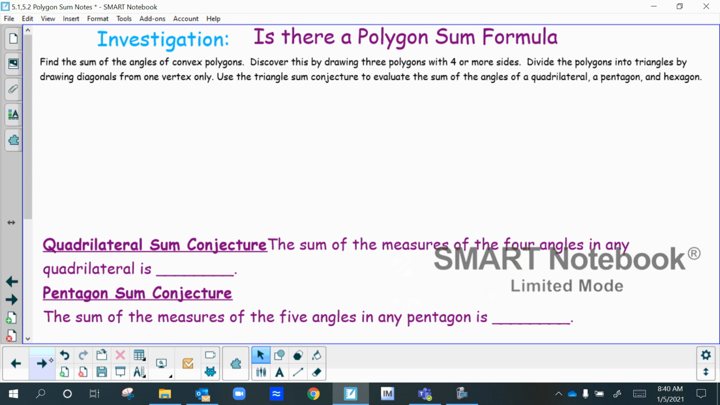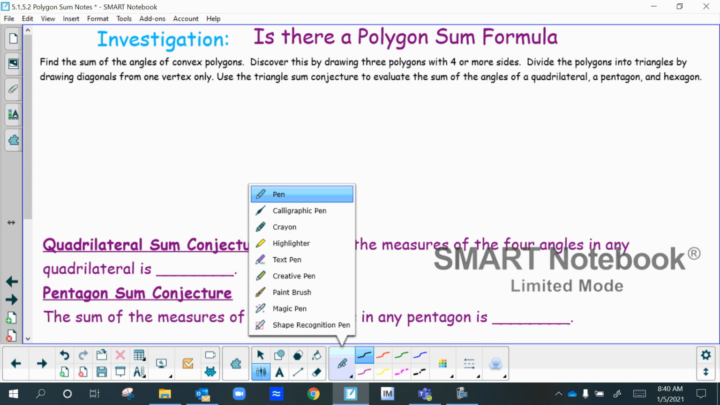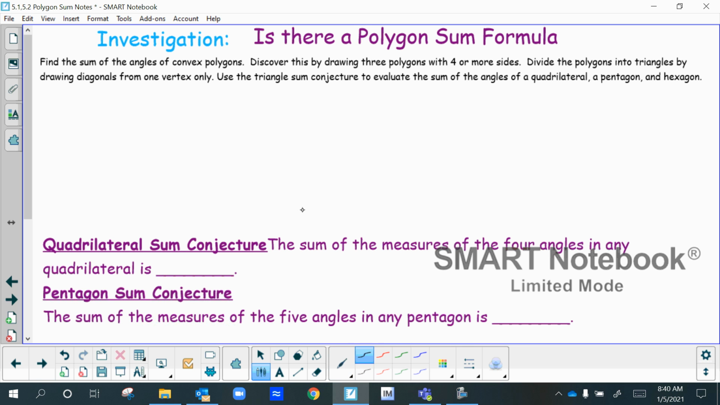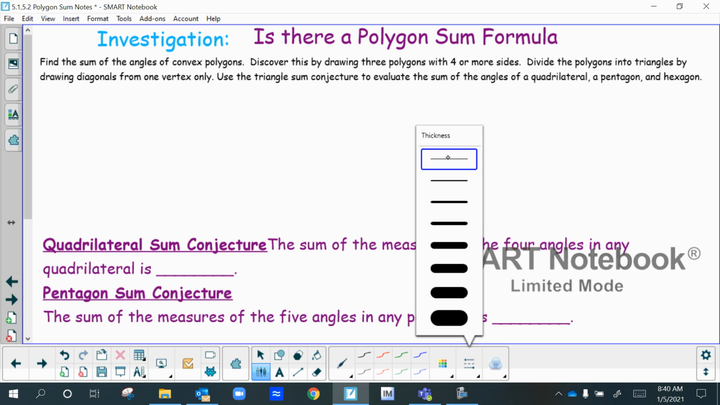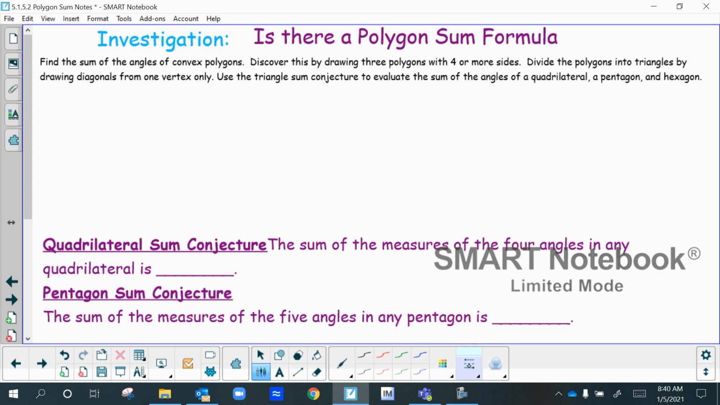Okay, so let's go into the investigation. It said, is there a polygon sum formula? Okay, sum of what? Well, that's what we're about to figure out. So this investigation says, find the sum of the angles of convex polygons. So only convex. Discover this by drawing 3 polygons with 4 or more sides. Then divide the polygons into triangles by drawing diagonals from one vertex only. Okay, so let's do that for now.